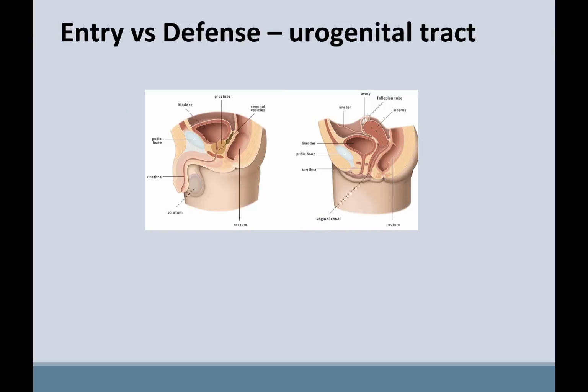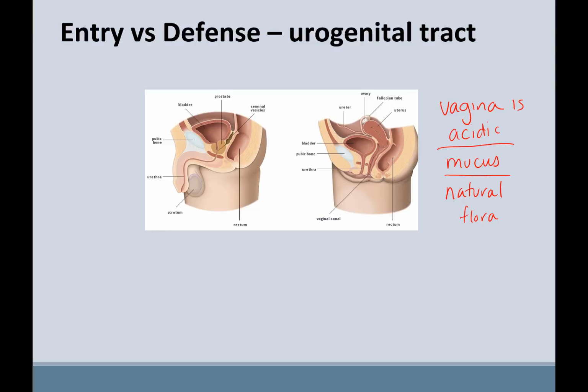Our urogenital tract is another site of entry, but we do have some defense mechanisms. So females, the vagina is very acidic. That prevents a lot of bacteria from growing. The vagina also produces mucus, which can trap pathogens, and it also has a natural flora, which is really what keeps it acidic. That again helps outcompete pathogens that could enter.